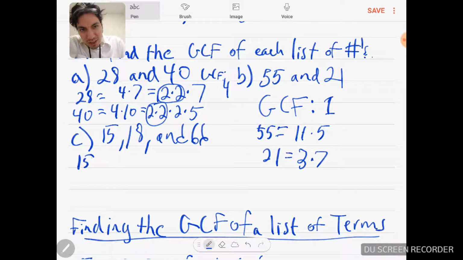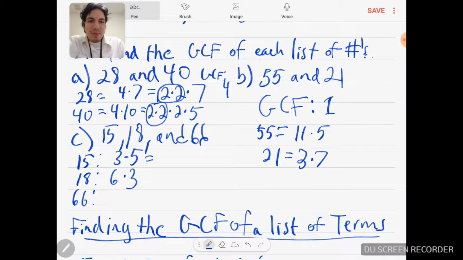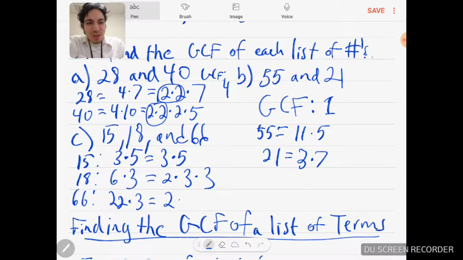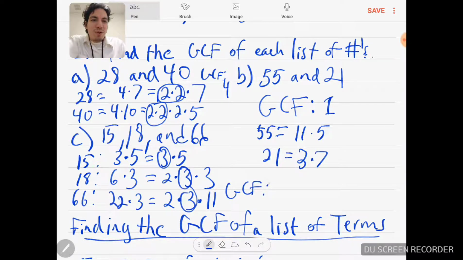So let's do 15, 18, and 66. We know 3 times 5 is 15. 6 times 3 is 18, but we can break up the 6 to become 2 times 3 times 3. And then 66 can be broken up to 22 times 3, which can be broken up to 2 times 3 times 11. So there's a 3 in all the terms. So in this case, the GCF for C would be 3.